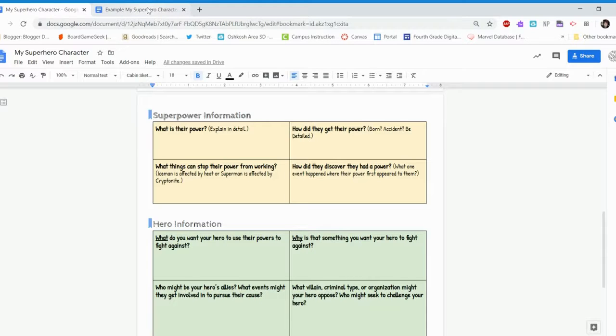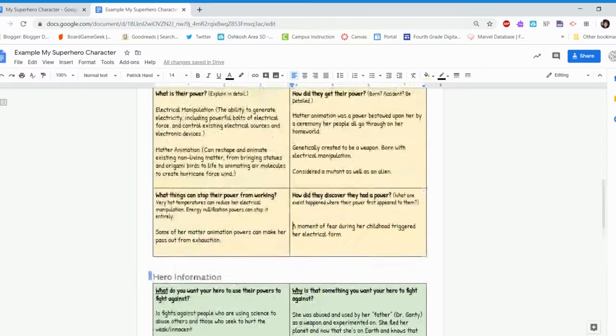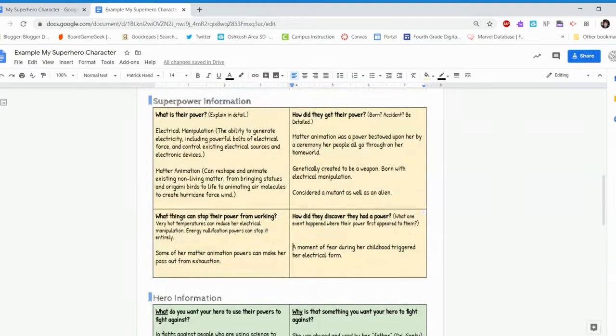So let me show you my example. I'm still working with my character, Iolata. So when I talk about what is their power, she technically has more than these two powers. I won't go into that here, but you can ask me about it. The two powers that I'm keeping for her for this example are electrical manipulation and matter animation.